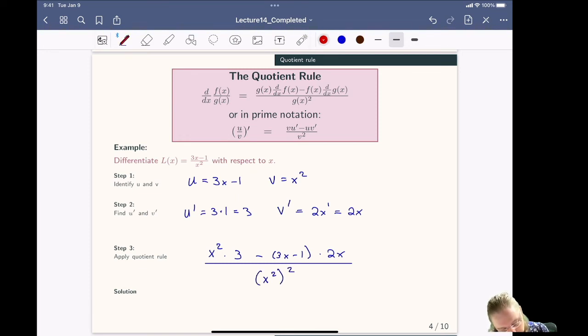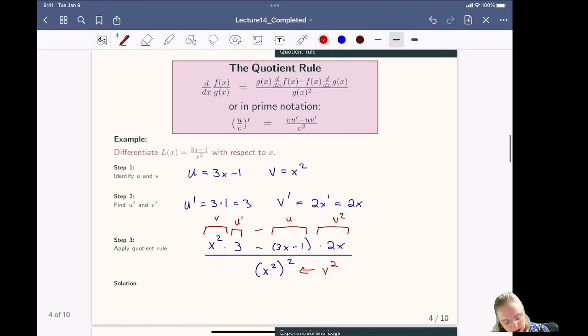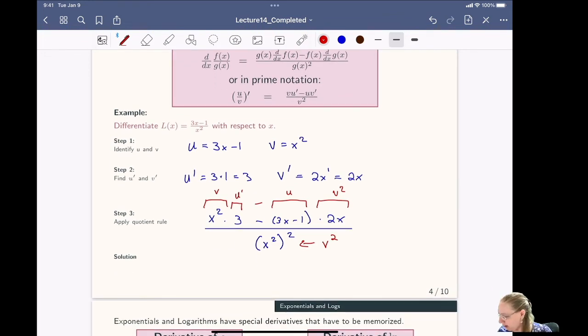All right, so once again, this here is v times u prime minus u times v prime, all over v squared. You can simplify this a lot, and I'll let you do that algebra on your own, but if you simplify this, you're going to get that the derivative d by dx of L of x here is equal to 2 minus 3x all over x squared. Or no, sorry, x cubed. All right, so that is the quotient rule.